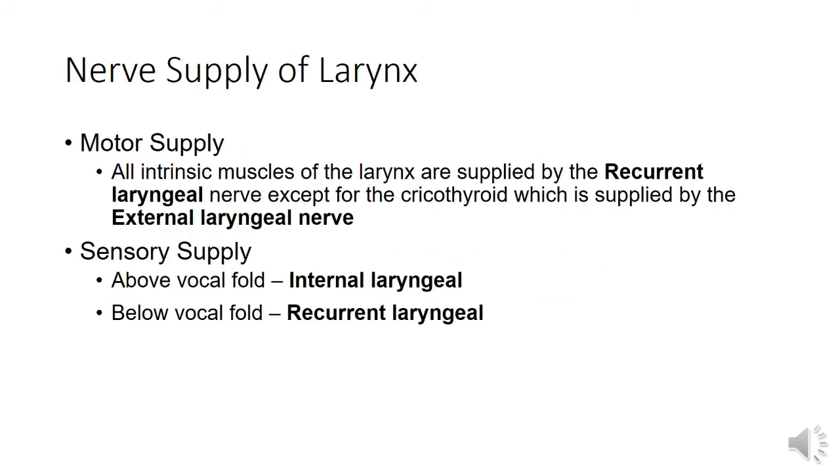Moving on to nerve supply, the motor supply we already saw while seeing the muscles. All the intrinsic muscles of larynx are supplied by recurrent laryngeal nerve, except the cricothyroid, the tuning fork of larynx, which is supplied by external laryngeal nerve. Coming to the sensory supply, above the vocal fold, the larynx is supplied by internal laryngeal nerve, and below the vocal fold, it is supplied by recurrent laryngeal nerve.